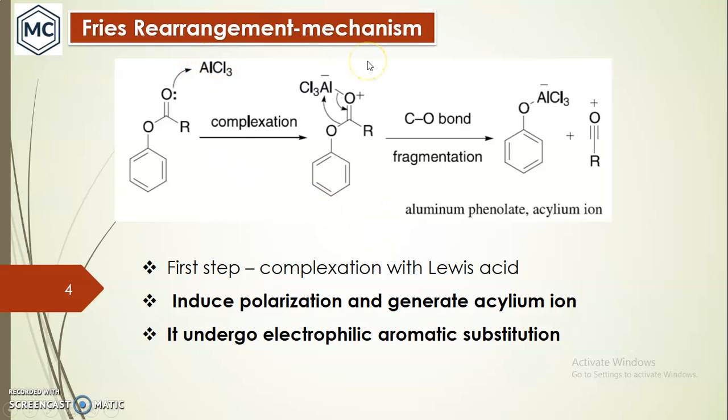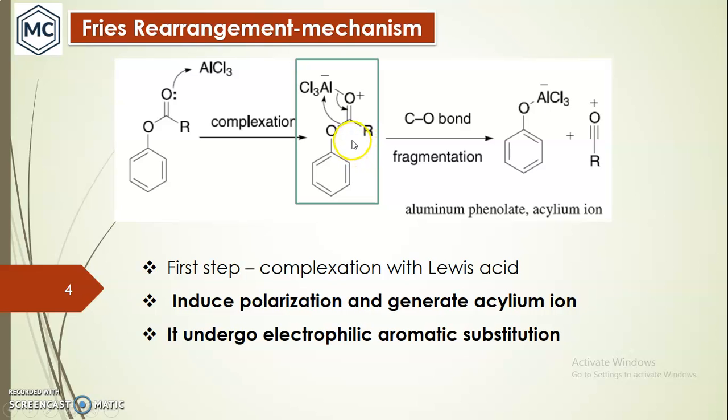Coming to the mechanism of the reaction, we are starting with our study material, that's phenolic ester, and this oxygen is electron rich, and this can form a complex with Lewis acid. It forms a complex like this, and this oxygen gets a positive charge because this lone pair is complexing with aluminum, that is Lewis acid, it accepts electrons, so this gets a negative charge.